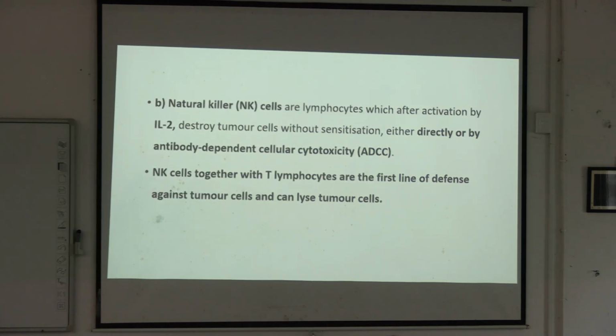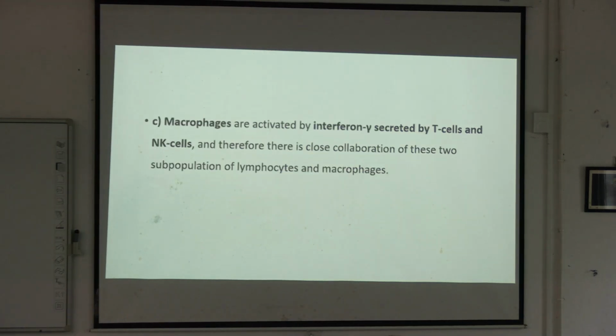Then natural killer cells, lymphocytes which after activation by IL-2 destroy tumor cells without sensitization, either directly or by antibody-dependent cellular cytotoxicity or ADCC. NK cells together with lymphocytes are the first line of defense against tumor cells and can lyse tumor cells. Then macrophages are activated by interferon gamma secreted by T cells and NK cells, and therefore there is close collaboration of these two subpopulations of lymphocytes and macrophages.